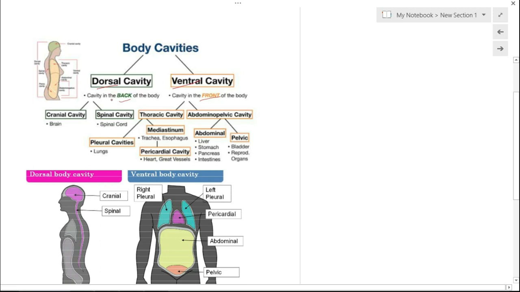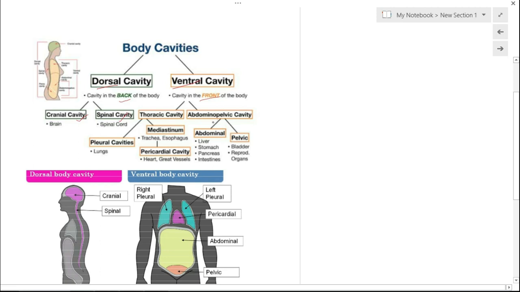The dorsal cavity is again classified into two types, that is cranial cavity and spinal cavity. Cranial cavity is seen in the brain and spinal cavity is there in the spinal cord. Next one is the ventral cavity, again classified into two types, that is thoracic cavity and abdominopelvic cavity.